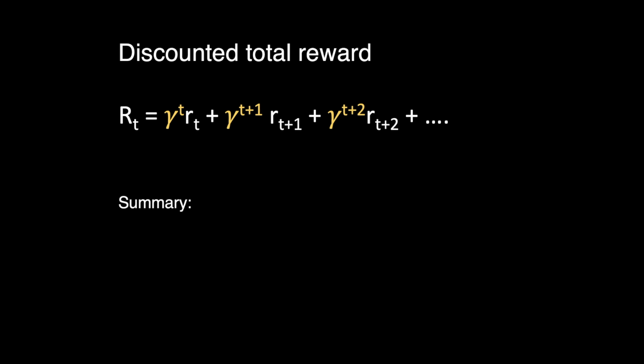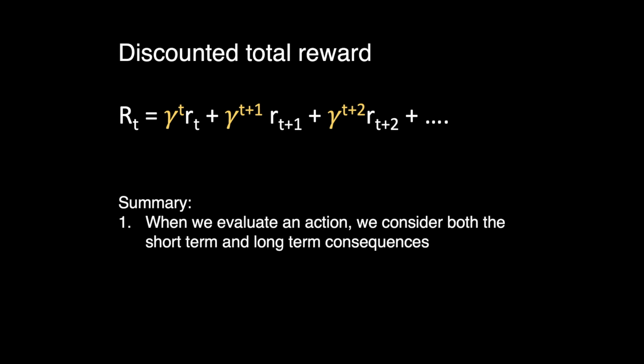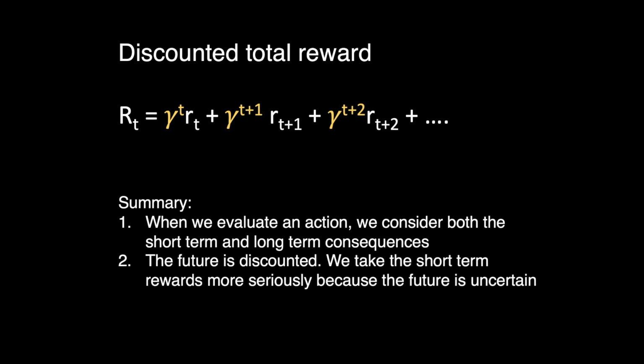To summarize, when we evaluate an action, we consider both the short-term and long-term consequences of the action. The future reward is discounted by adding the gamma discount factor. We take the short-term rewards more seriously because the future is uncertain. We can't delay gratification forever, and there needs to be some short-term benefits to keep us going.